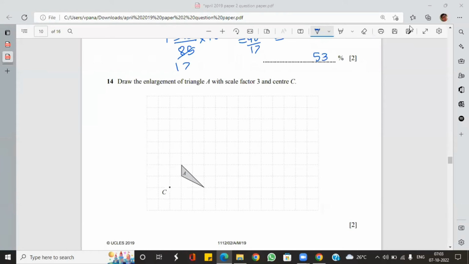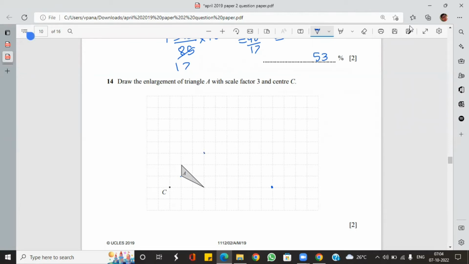Draw the enlargement of triangle A with the scale factor 3 and center C. So when the scale factor is 3, that means this distance is going to be tripled, 3 times. So 1, 2, 3 units. So this vertex will go 9 units, 3 3s are 9. So 1, 2, 3, 4, 5, 6, 7, 8, 9. So this is the point. Then if I take this vertex, it is 1 right and 2 up. So this will go 3 rights and 3 up. 1, 2, 3 and 1, 2, 3.